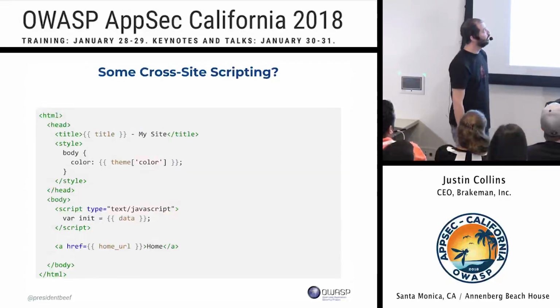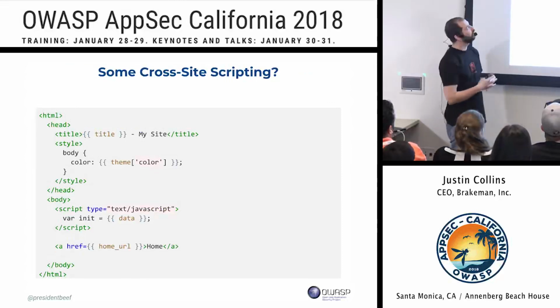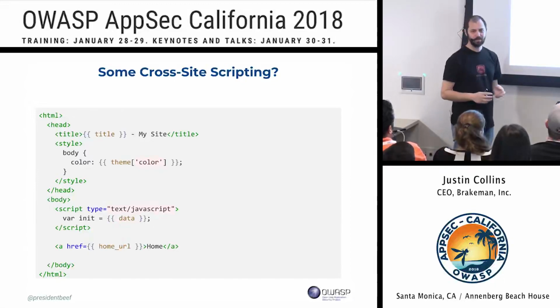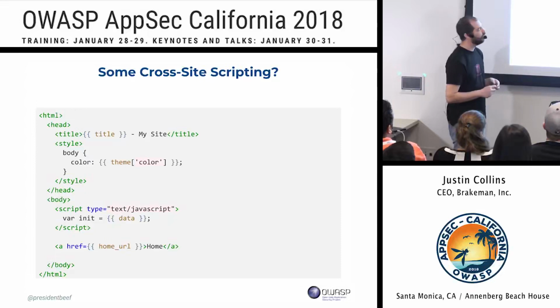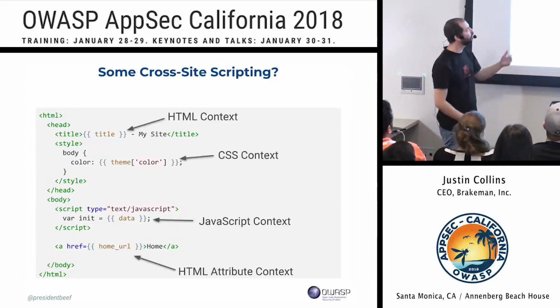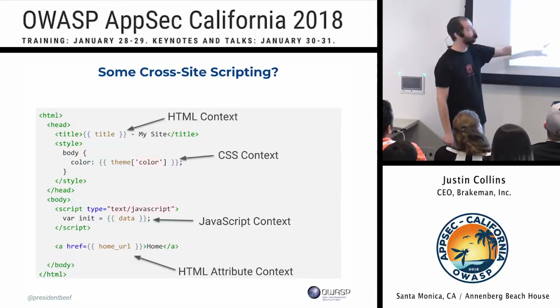All right. What about this one? So is this an opportunity for cross-site scripting? Probably, but you don't actually know because there's a whole bunch of templating libraries that use this exact same syntax. But what I want to point out here is we have at least 4 different contexts that require different types of escaping to avoid cross-site scripting.